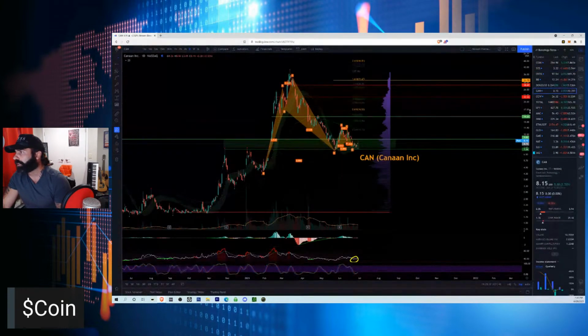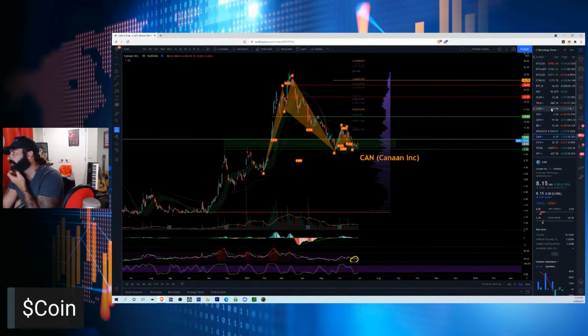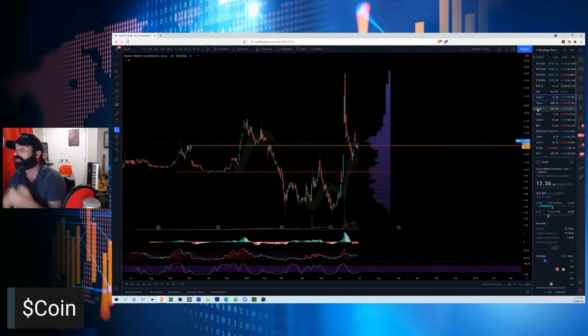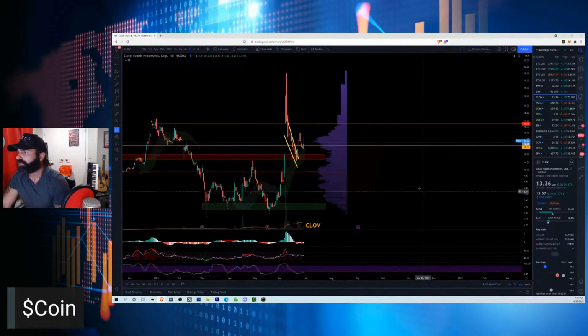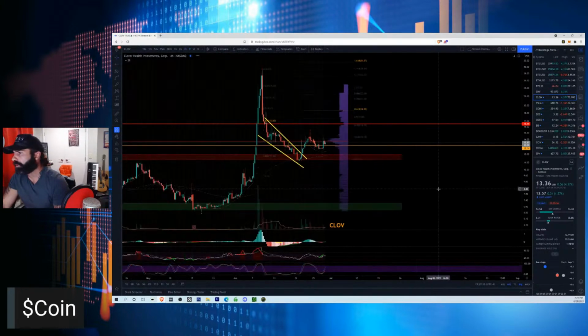I do like, what was the other one? CLOV. CLOV is one we talked about last week. I really liked how CLOV looked last week on the 4-hour chart here.